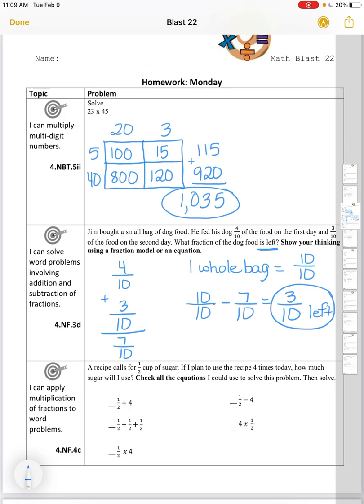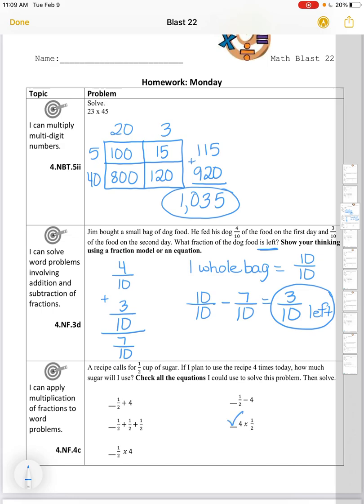I can apply multiplication of fractions to word problems. A recipe calls for 1/2 cup of sugar. If I plan to use the recipe 4 times today, how much sugar will I use? Check all the equations I could use to solve this problem. Then solve. So again, the recipe is calling for 1/2 cup, and we need to use that 4 times. So we're looking for 4 groups of 1/2.